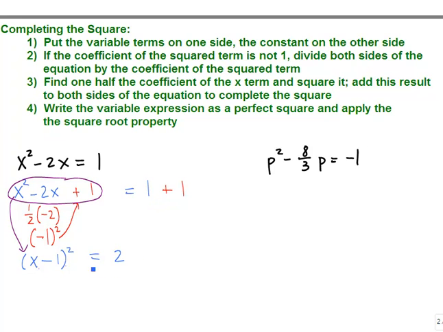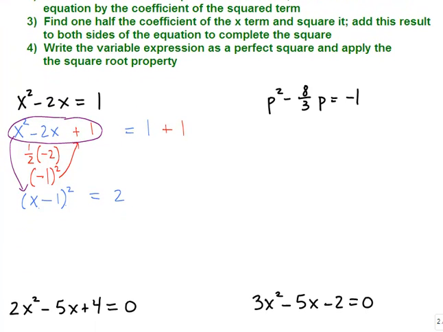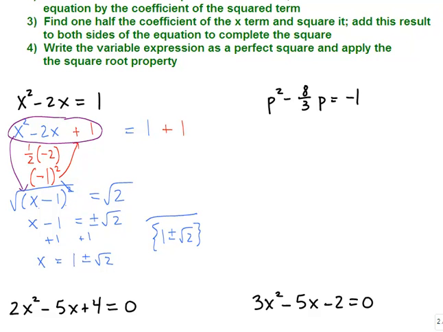Once we get it into this factored form, we can now use that square root property that we just talked about. Because if we take the square root of both sides, the square root and the square will cancel out. We'll get x minus 1 on the left side. We'll get plus or minus square root of 2 on the right side. And now it's really easy to solve for x. We just have to add 1 to the right-hand side. I'm going to put that 1 in front of my plus or minus symbol. So my two solutions are 1 plus or minus square root of 2.